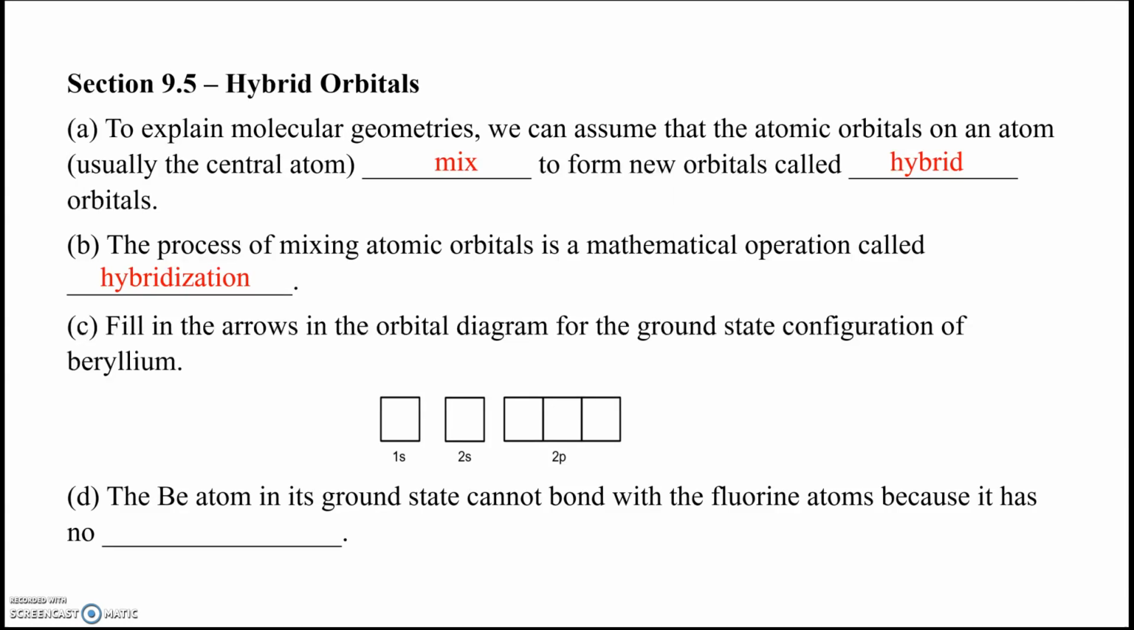And we fill in now the arrows in the orbital diagram for beryllium, and we see that we've got 1s2, 2s2, and then we look at part D. The beryllium atom in its ground state cannot bond with the fluorine atoms because it doesn't have any unpaired electrons. All right, we'll stop here and we'll go on to the next video.